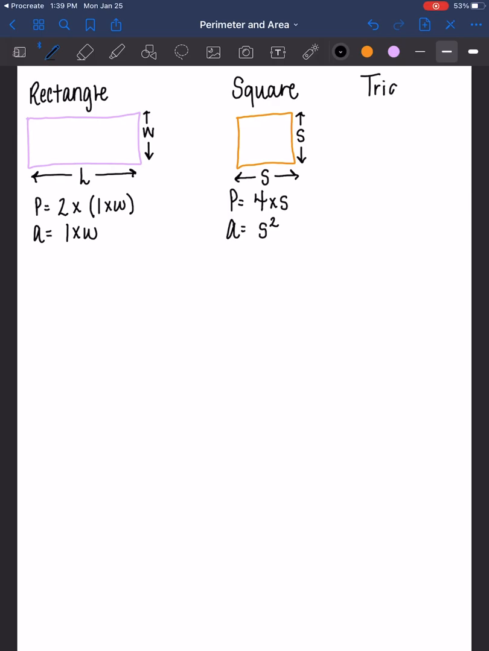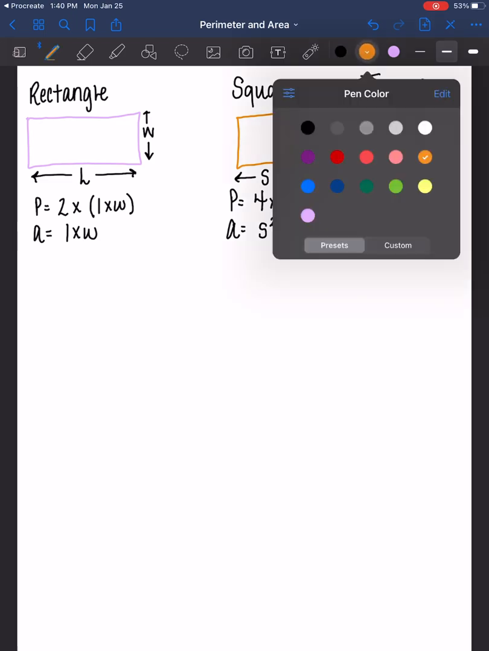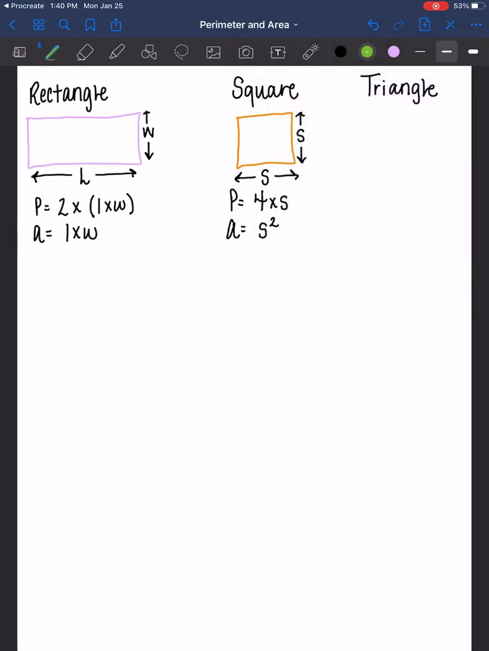Now we're going to go ahead and move on to the triangle. So for the triangle, we have the base, which stands for B, and then we have the height, which is H. These are the 2 parts that we use in the triangle's equations for perimeter and area.